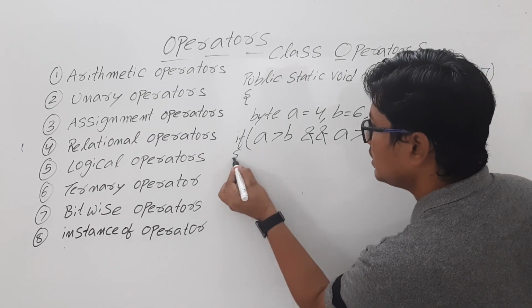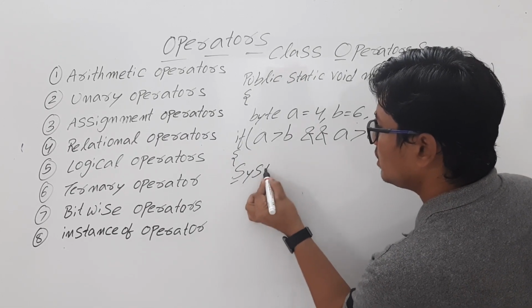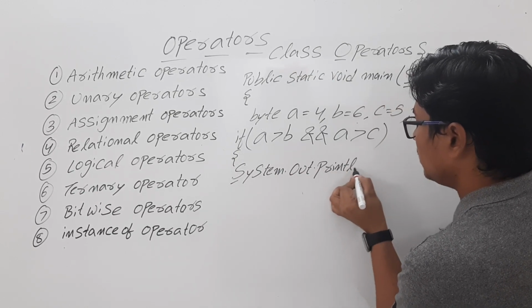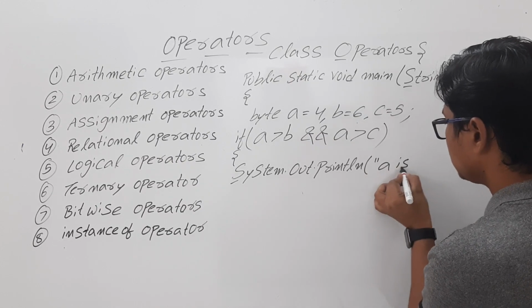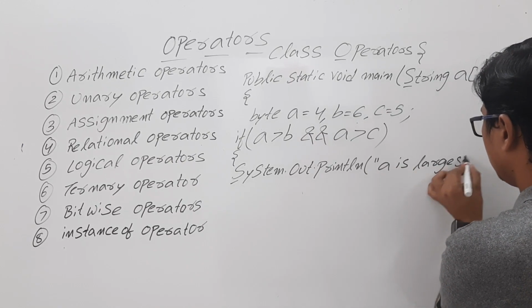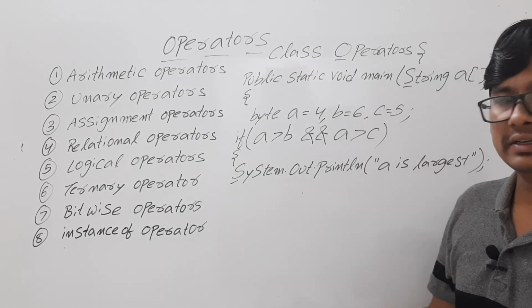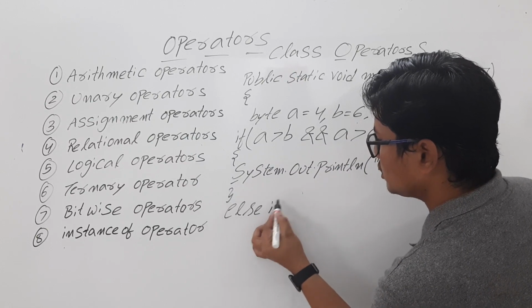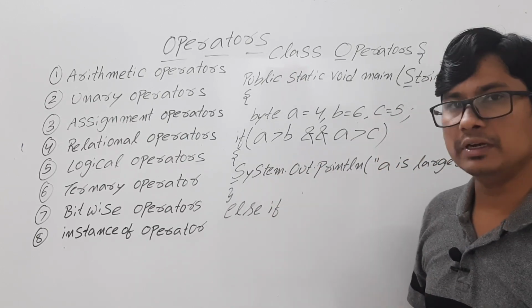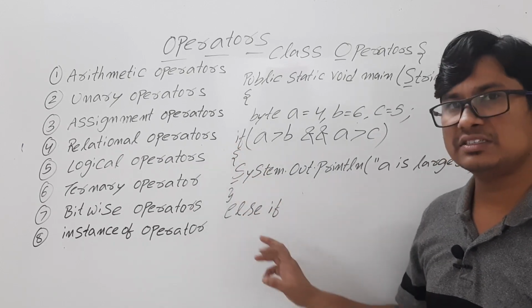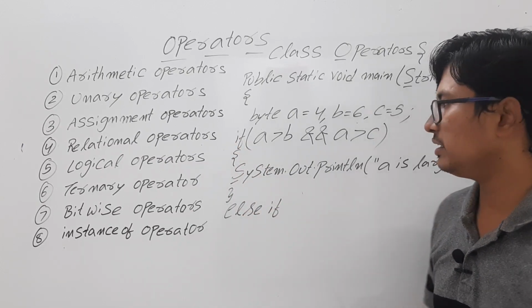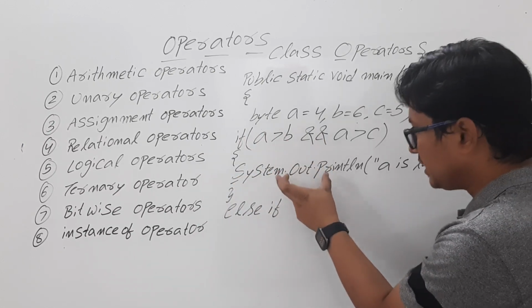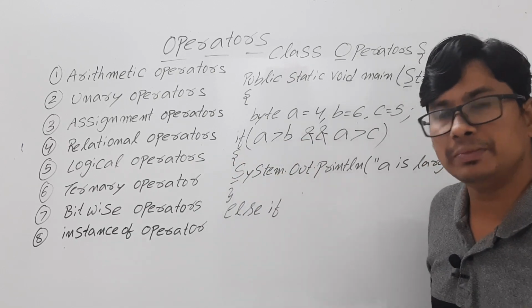So I will write System.out.println A is the largest, or A is the biggest number. Anything you can write. Else if I will write. See, this is just to make you understand the logical AND operator. In detail about the else if and else statements, I will discuss in the conditional statements. So, if is the keyword. If this condition is true, then the statements in the if block will be executed.